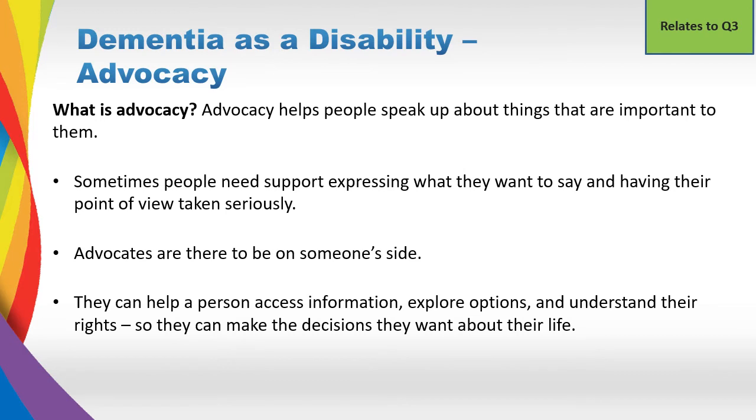So the word advocacy, what does this mean? Advocacy helps people to speak up about things that are important to them. So sometimes people may need support expressing what they want to say and having their point of view taken seriously, and advocates are there to be on someone's side. They can also help a person to access information, to think about different options, perhaps get a second opinion. And they also help the person with dementia to understand their rights, so they can make the decisions that they want about their life and they are fully informed.